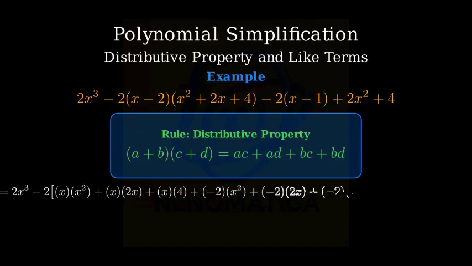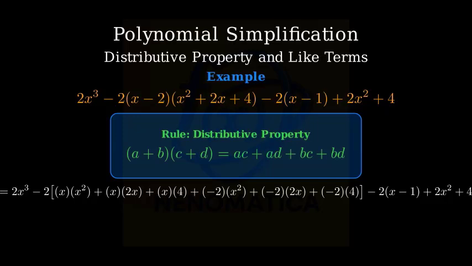So we have 2x cubed minus 2 times the result of multiplying x by x squared, which gives us x cubed, plus x times 2x, which gives us 2x squared, plus x times 4, which gives us 4x, plus negative 2 times x squared, which gives us negative 2x squared, plus negative 2 times 2x, which gives us negative 4x, plus negative 2 times 4, which gives us negative 8.